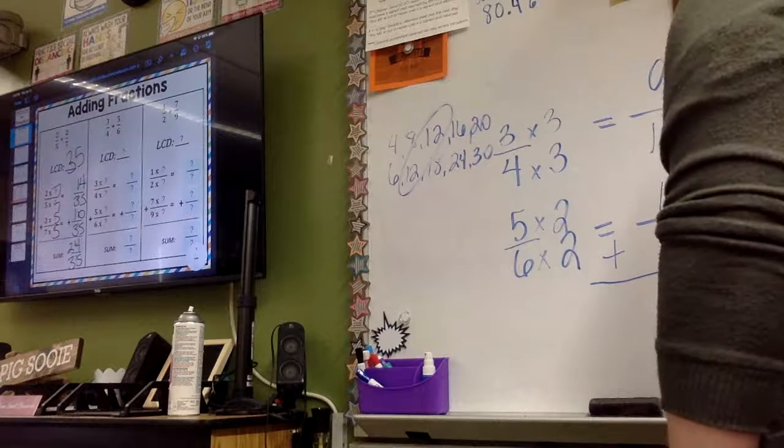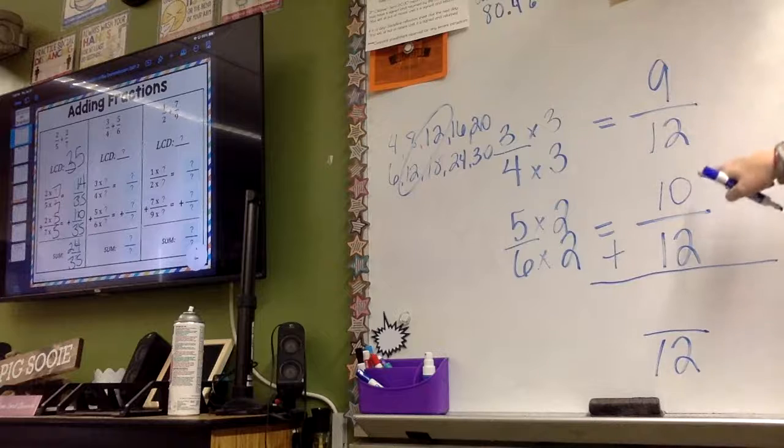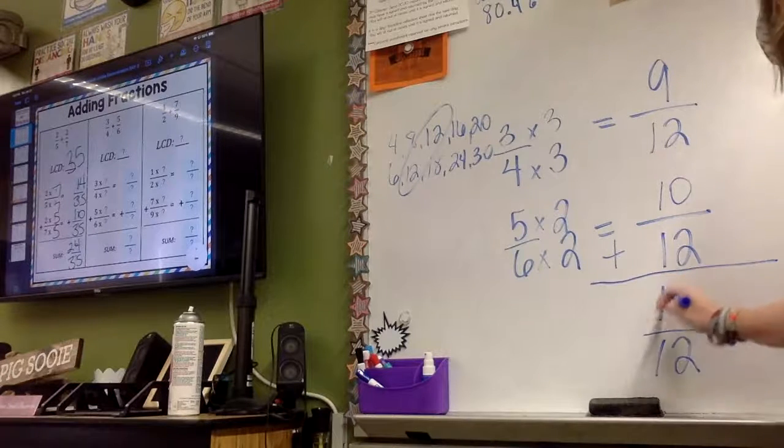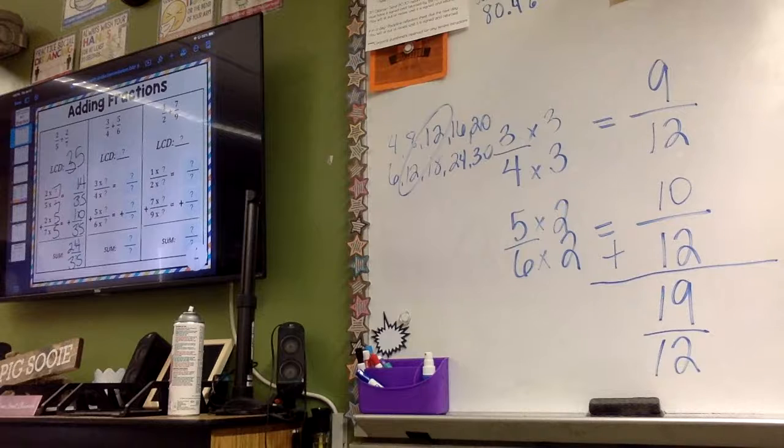Leave my denominator the same. 9 plus 10 gives me what? 19. It's still an improper fraction, but this is a less offensive improper fraction than the other one. Okay? It's going to be okay for now. Leave your improper fractions. We'll learn later how to fix them. Okay? Got me? I want you to do the third one here on your own.